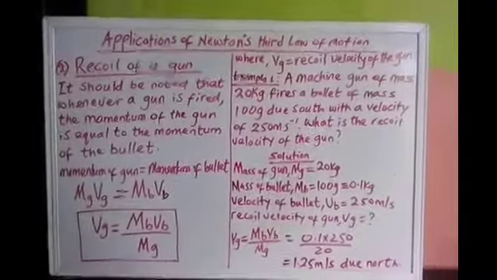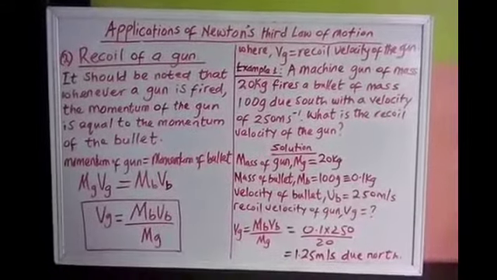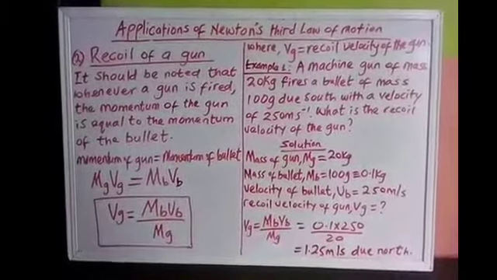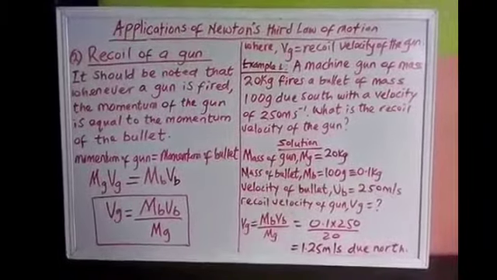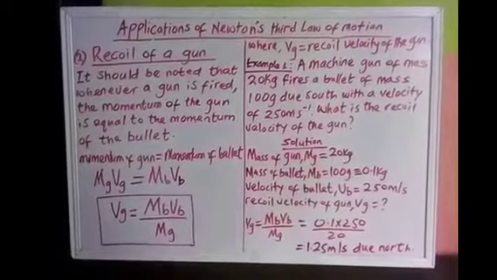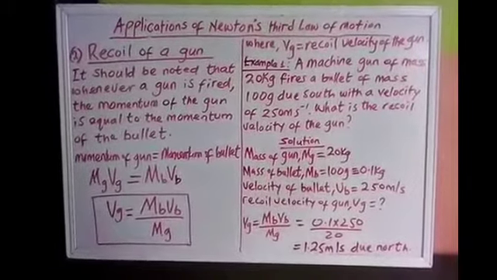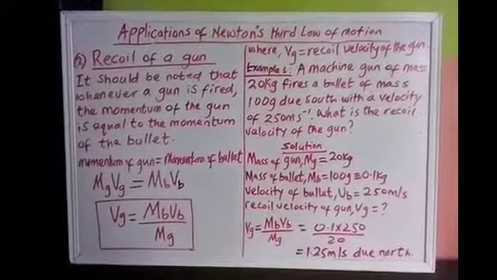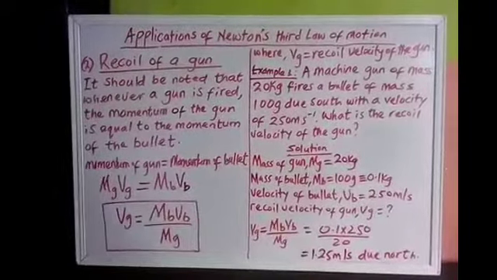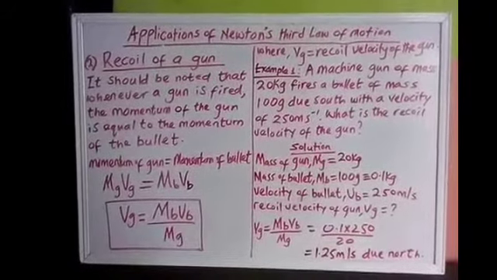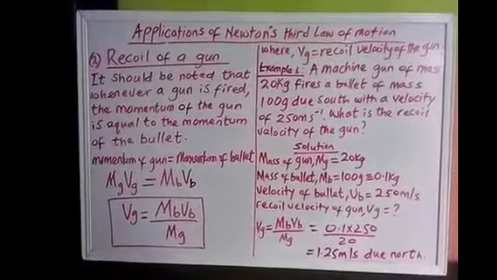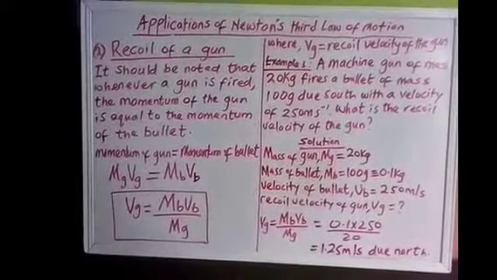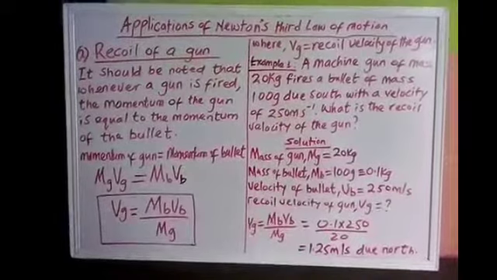Alright class, we take the second application of Newton's third law of motion, which is what we call the recoil of a gun. It should be noted that whenever a gun is fired, the momentum of the gun is always equal to the momentum of the bullet. Whenever a gun is fired, the momentum of the bullet coming out from the nozzle of the gun is equal to the momentum of the gun. From here, we have momentum of the gun equals momentum of the bullet.